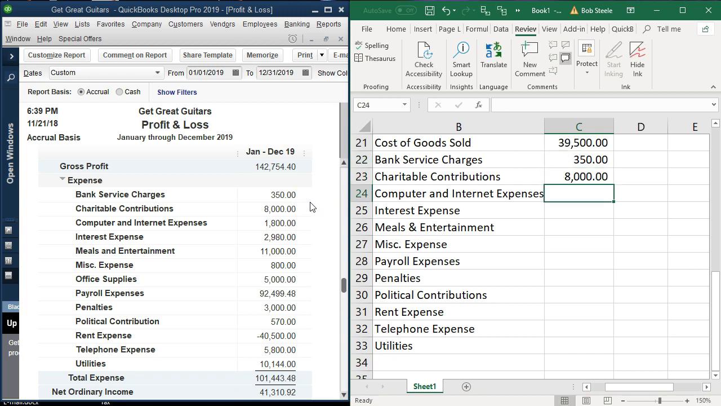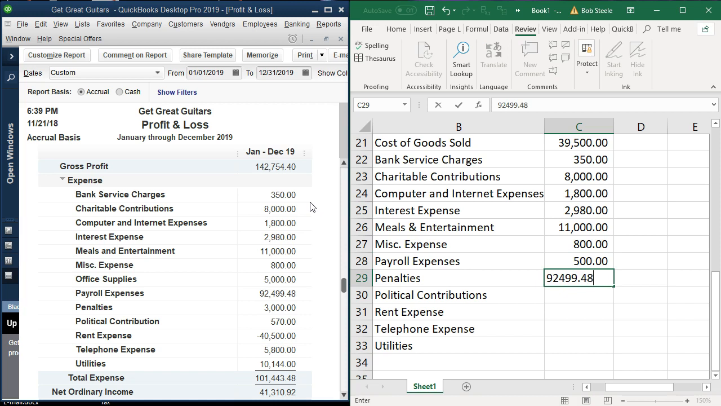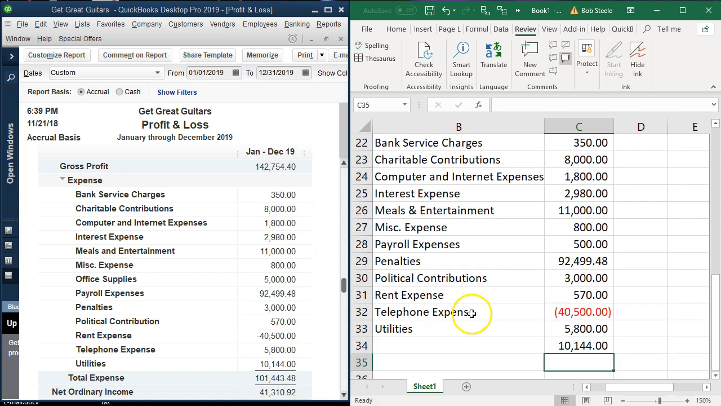350, 8,000, enter, 1,800, enter, 2,980, enter, 11,000, enter, 800, enter, 500, enter, 9,249, enter, 3,000, enter, 570, enter, negative 40,500, that's a credit. That's something funny happening there. And then 5,800 and 10,144. Notice something's wrong here. Something doesn't line up. So I entered this in too fast in some way. Let's go back and see which one is off.